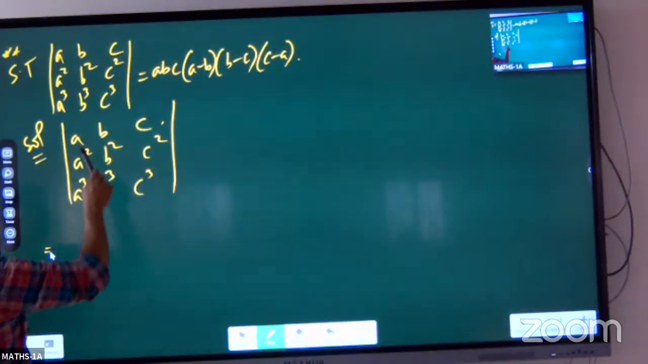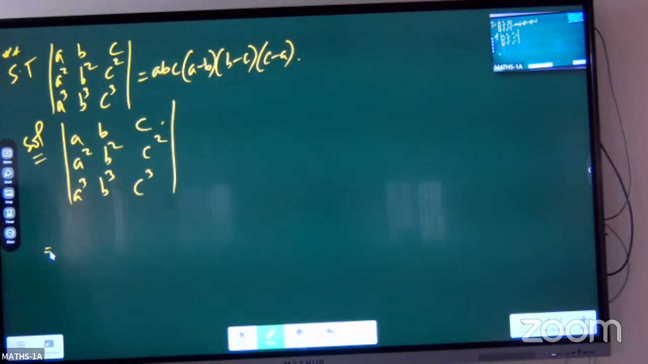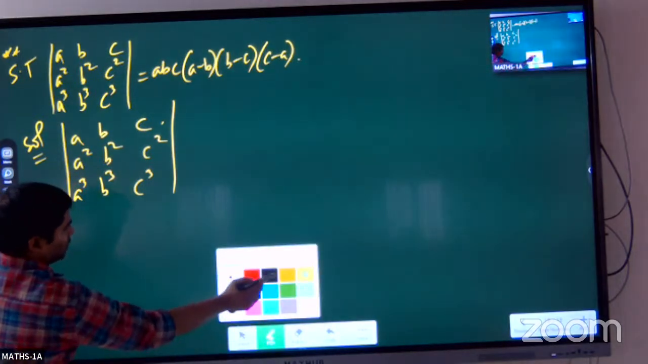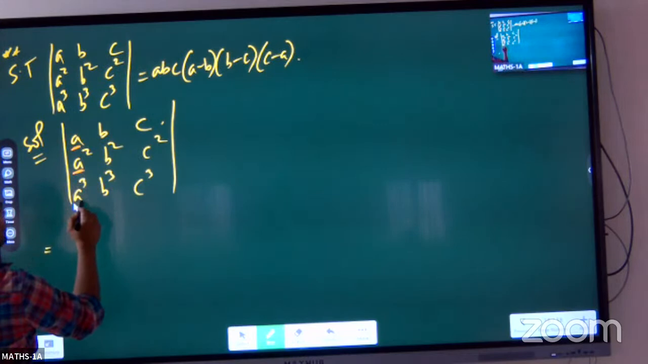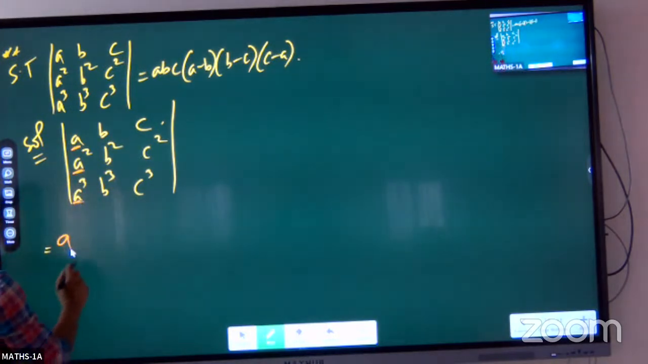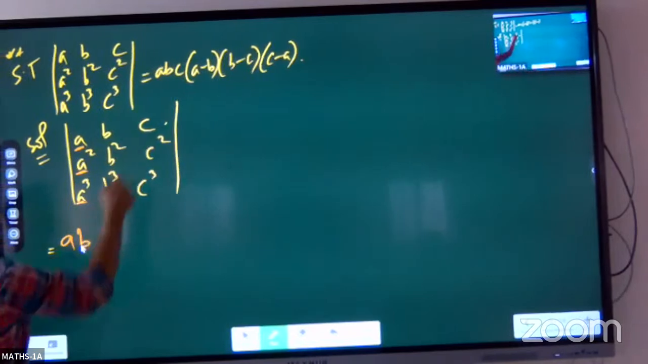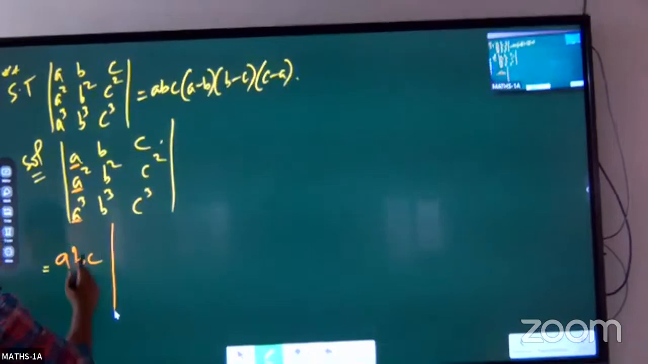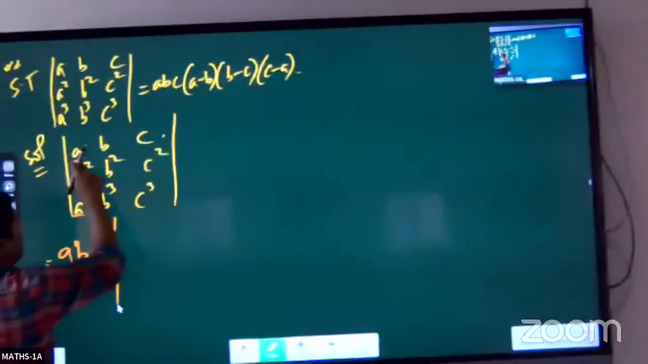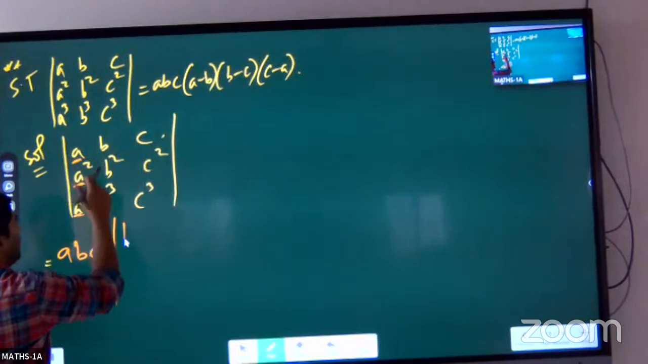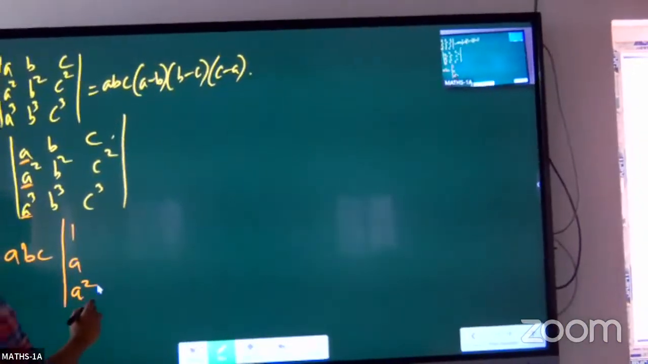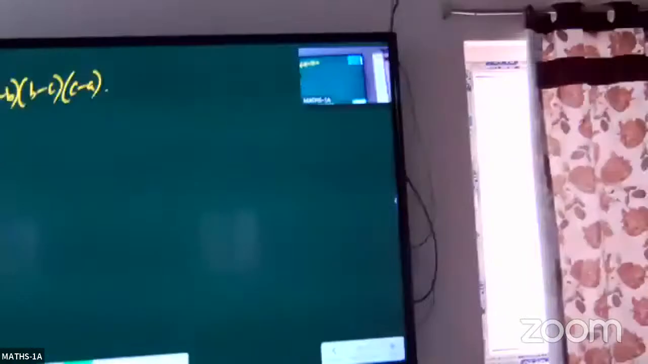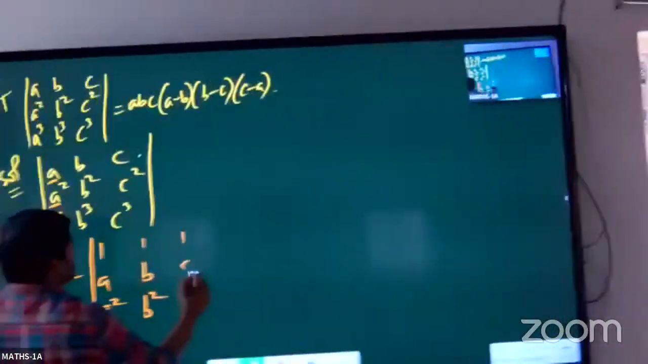Again, same concept. When you are able to see something common in row or column, you have to take common, I said. So in first column, I can see A common, correct? In first column, I can see A here, which I'm going to take A common. Second column, B common. Third, C I took common. ABC I took common. And I take ABC common, what I'm going to get? 1 will be left out here. Here A square means A square. 1, B square. 1, C square.